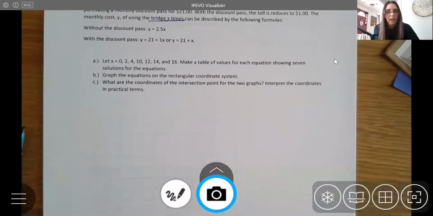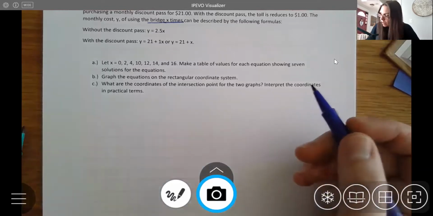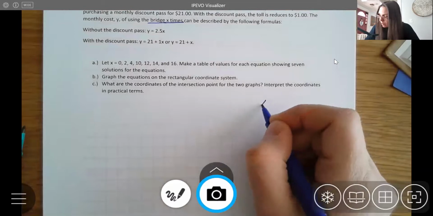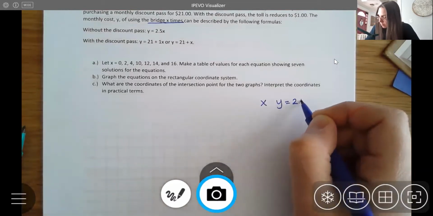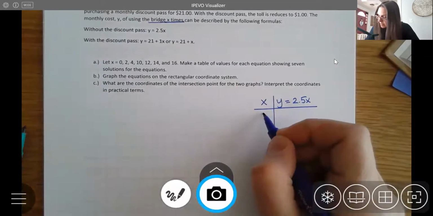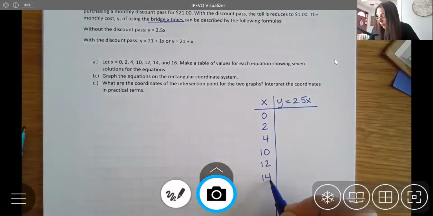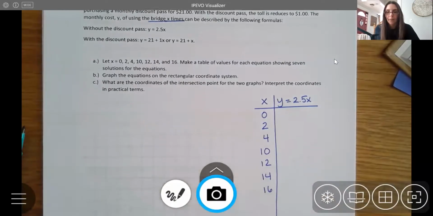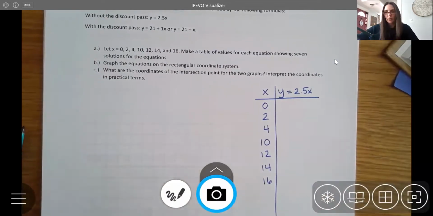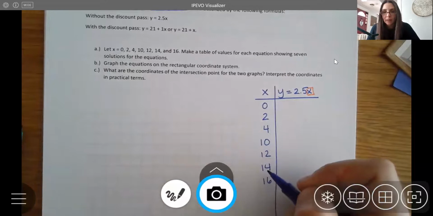Now, what they want us to do here is let X be 0, 2, 4, 10, 12, 14, and 16. We're going to make a table for each equation showing all these solutions. Then we're going to graph it and then answer the rest of the questions. So let's just get organized here. I'm going to do my first equation with my table here. And I want to plug in 0, 2, 4, 10, 12, 14, and 16. Now, to make it a little bit easier, I'm just going to do my work in the table this time. So I'm going to replace my X each time with the X value that's here.